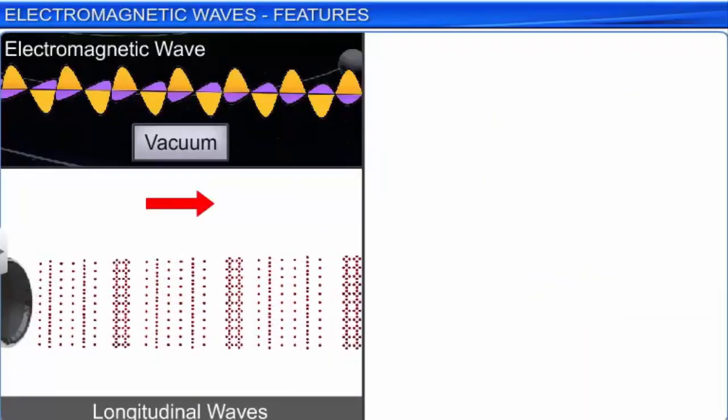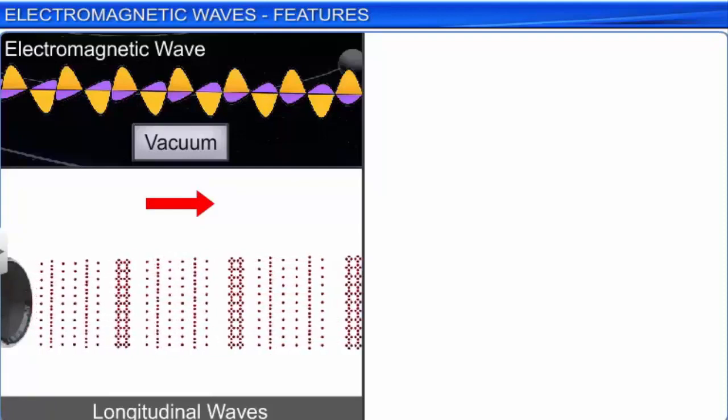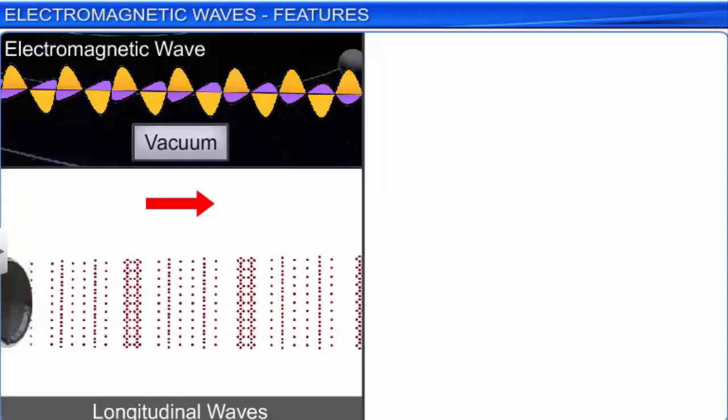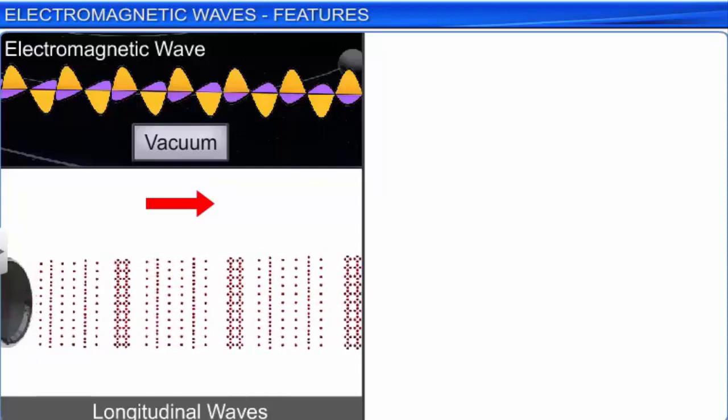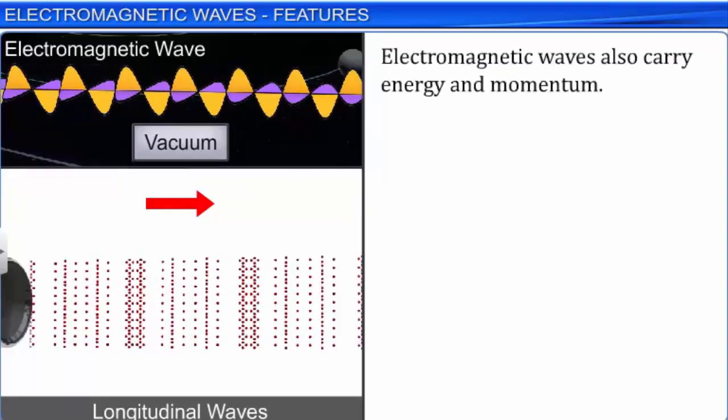In general, waves carry energy and momentum from one place to another place without the actual motion of the particles of the medium. Similarly, electromagnetic waves also carry energy and momentum.